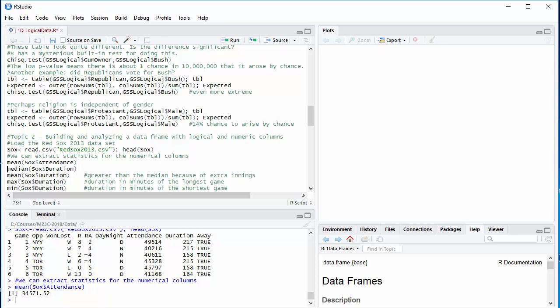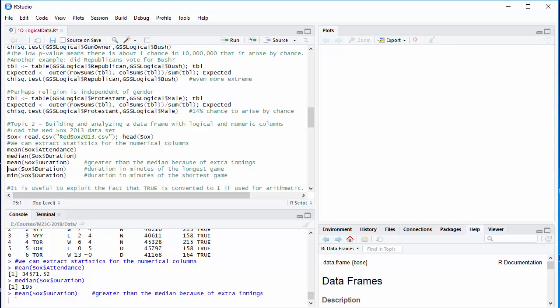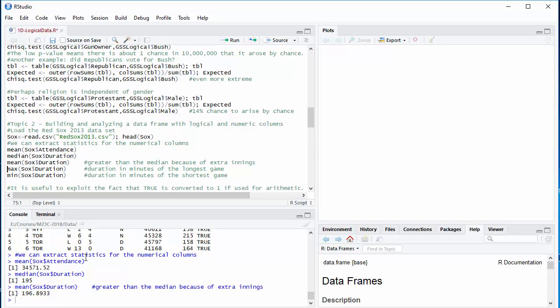You call the function mean. It looks at the vector of attendances, averages them all up, and says the average attendance was 34,571. What was the median attendance? No, sorry, not the median attendance, the median duration of a game in minutes. This is one of the reasons I've got a bit tired of baseball. 195 minutes, 3 hours and 15 minutes. What was the mean? A little bit longer.